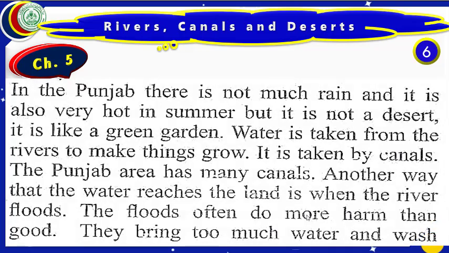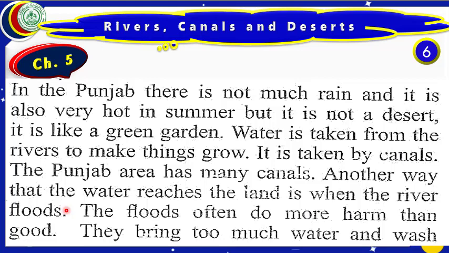Dear students, this is part number 6. In the Punjab, there is not much rain and it is also very hot in summer, but it is not a desert. It is like a green garden. Water is taken from the rivers to make things grow. It is taken by canals. The Punjab area has many canals. Another way that the water reaches the land is when the river floods.